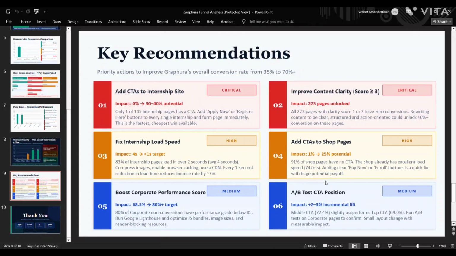Fifth, optimize corporate performance code through a Lighthouse audit. Sixth one is to A/B test CTA position, as middle placement shows slightly better results in our data. Together, these actions can realistically take Graphura's conversion rate from 35 to 70%. The three most critical actions are add CTAs, improve content clarity, and fix load speed on the internship side. With this improvement in place, a 70 plus conversion rate is an achievable target for Graphura.